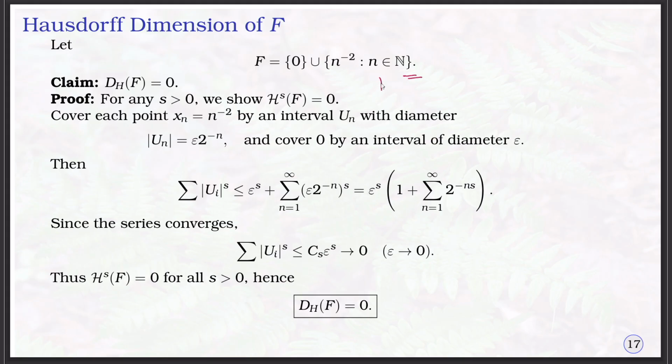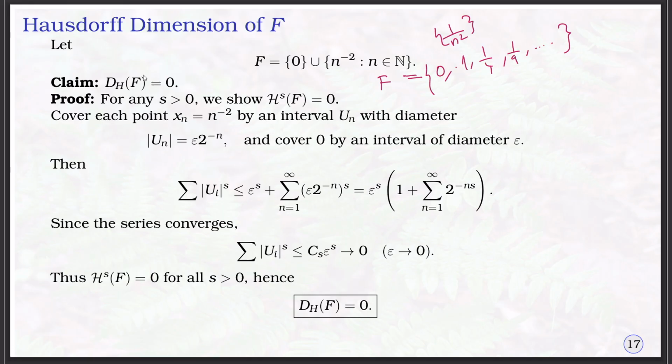So this set F is precisely containing 0 and 1 over n power 2: starting from 1, 1 by 1 power 2 is 1, then if you take 1 by 4, 1 by 9 and so on, it goes on. So 1 by n power 2, the sequence we can consider with the union of the number 0.